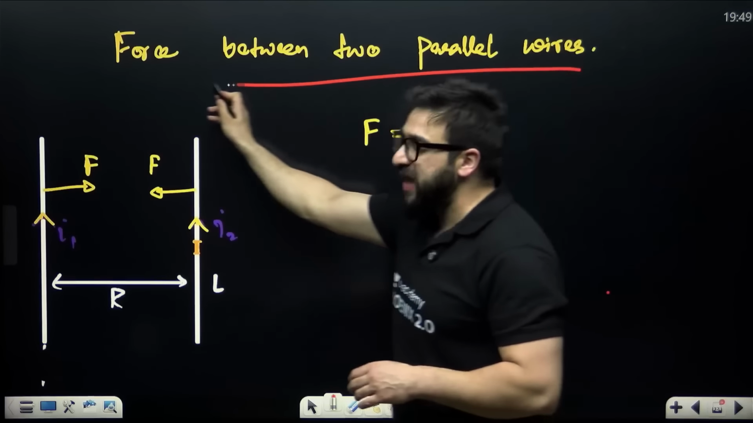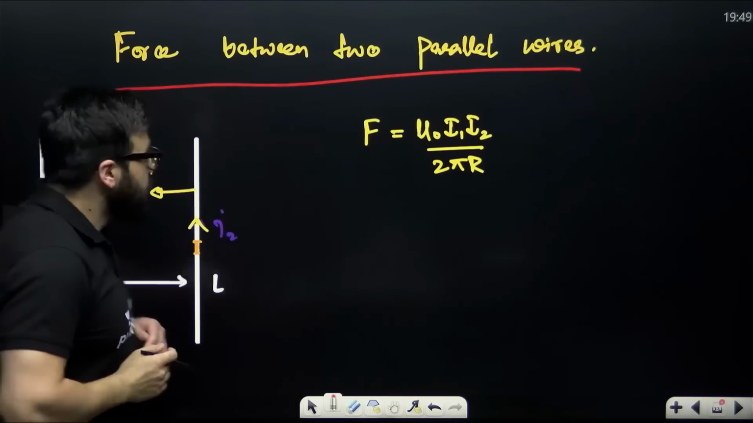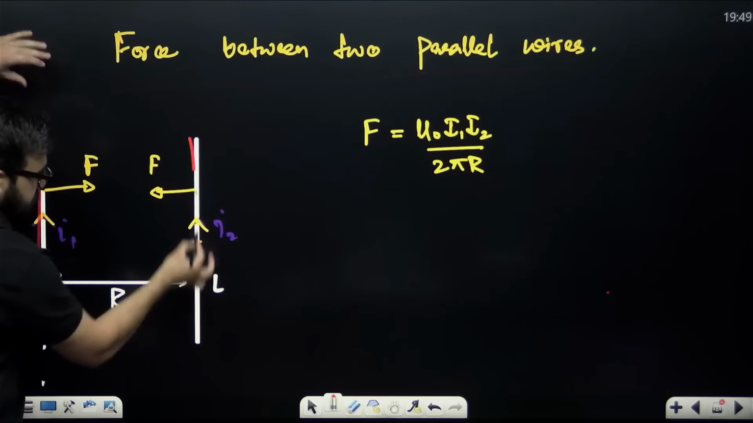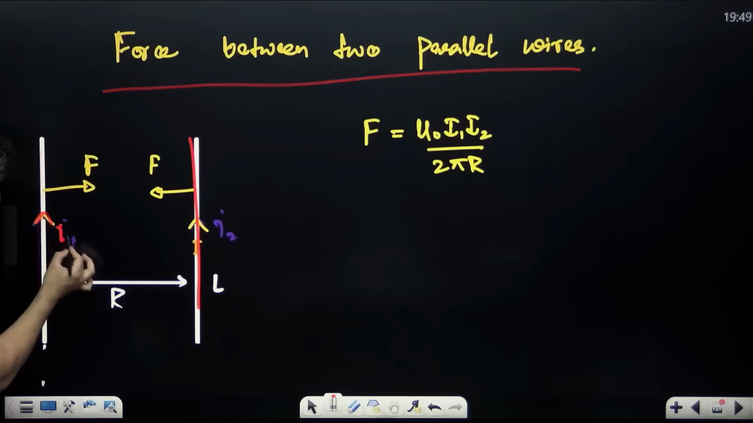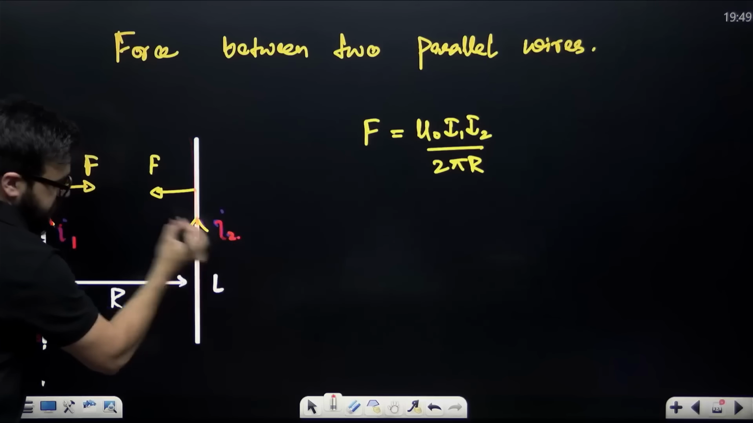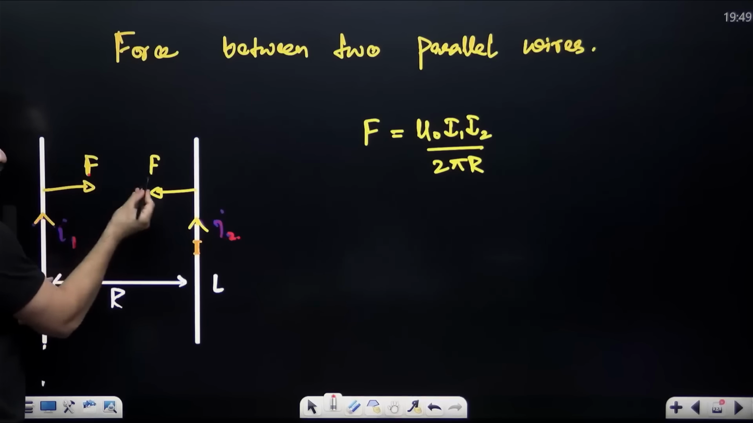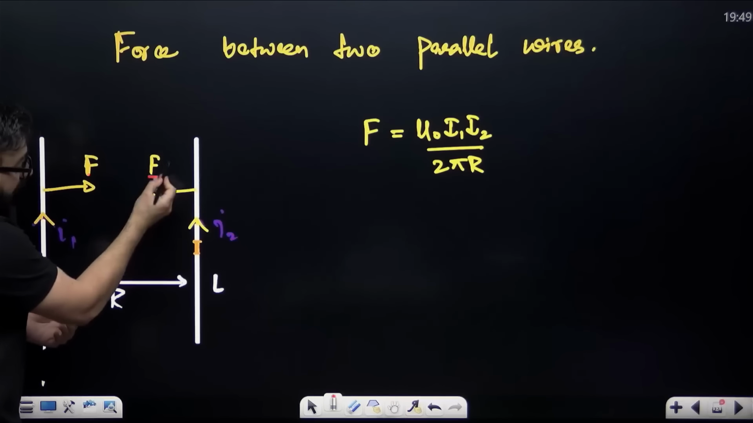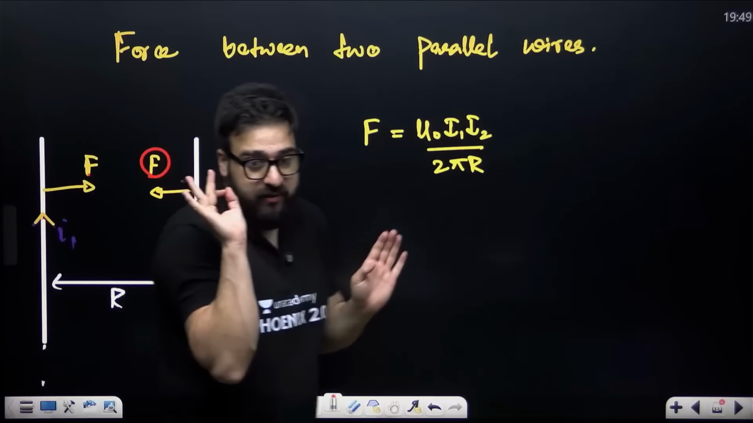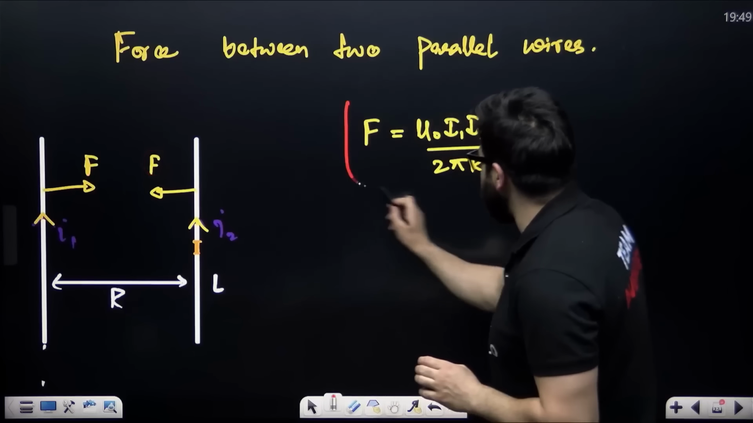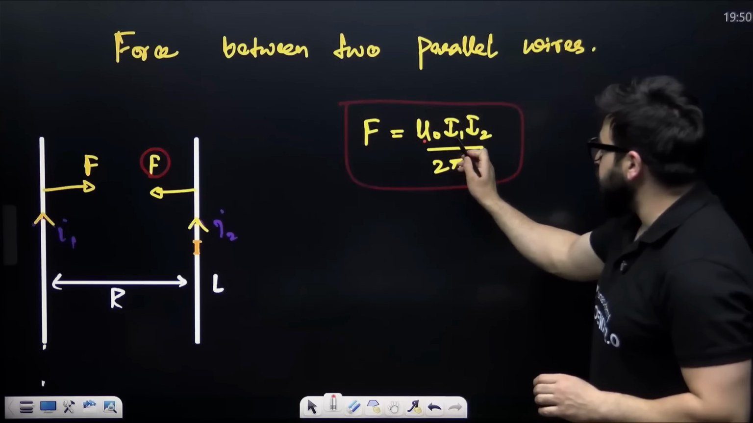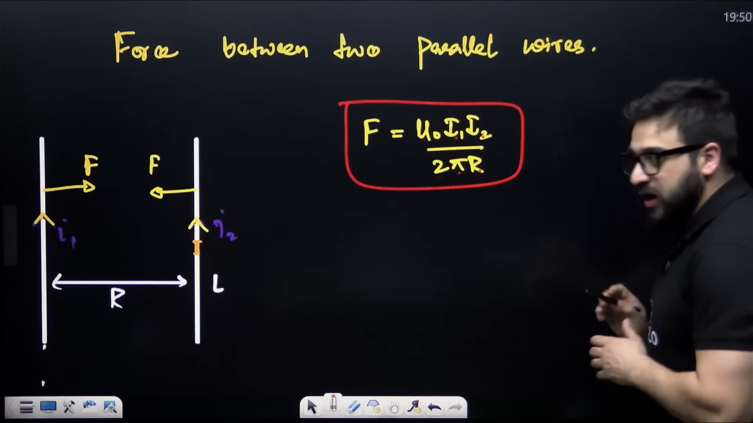Force between two parallel wires, my dear NEET aspirants. If you have got two parallel wires, current flowing in this wire is I1, current flowing in this wire is I2, and these two wires are attracting each other with a force. Now, this is the force acting on the unit length of the wire. Keep that thing in your mind. So this is the force between the two parallel wires: mu naught I1 I2 divided by 2 pi into R.